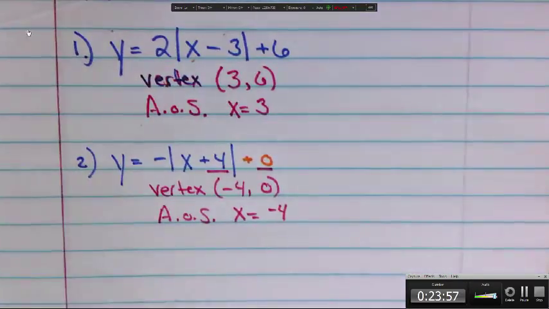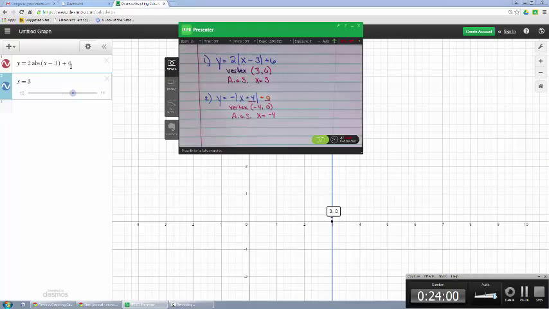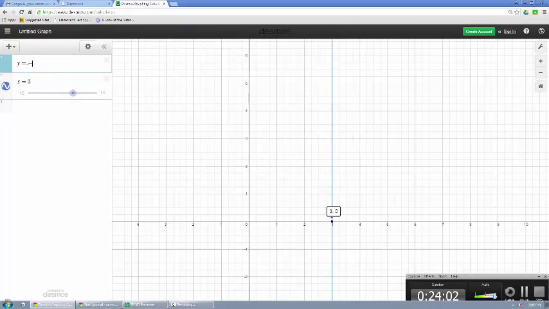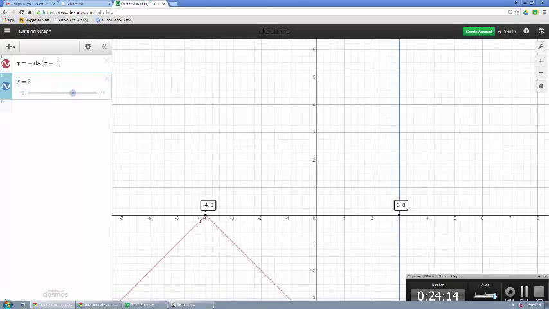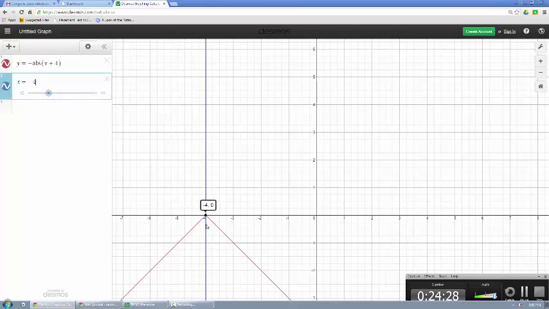If we go to a graphing calculator to check this out, let's change this to negative absolute value of x plus 4. And I don't have anything going on here. If you notice when I graph that, it gives us an absolute value function that's opening, well, the amplitude was negative, so it should be opening down. Vertex is at negative 4, 0. And the axis of symmetry was x equals negative 4. So we type that in, we get a vertical line that runs right through the middle of the graph.